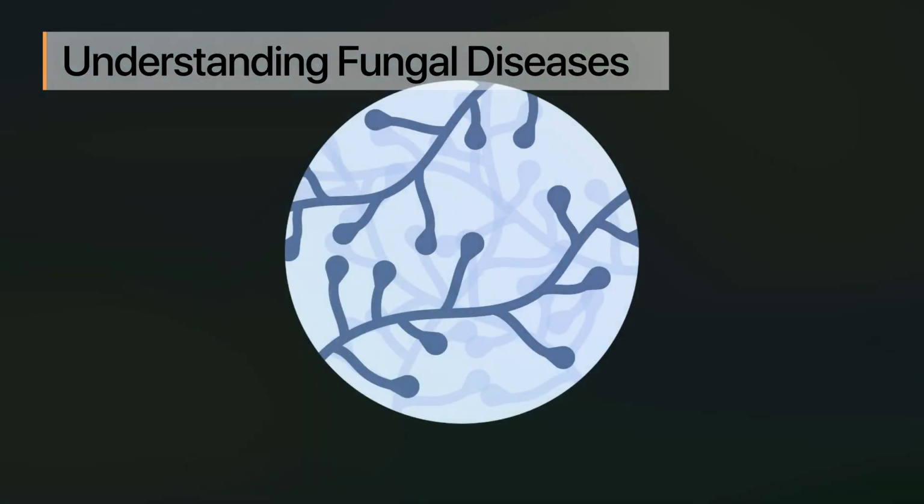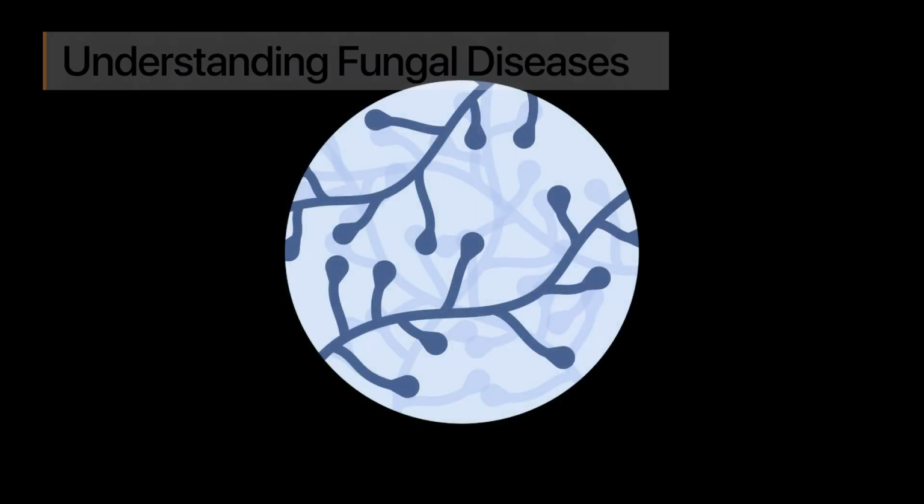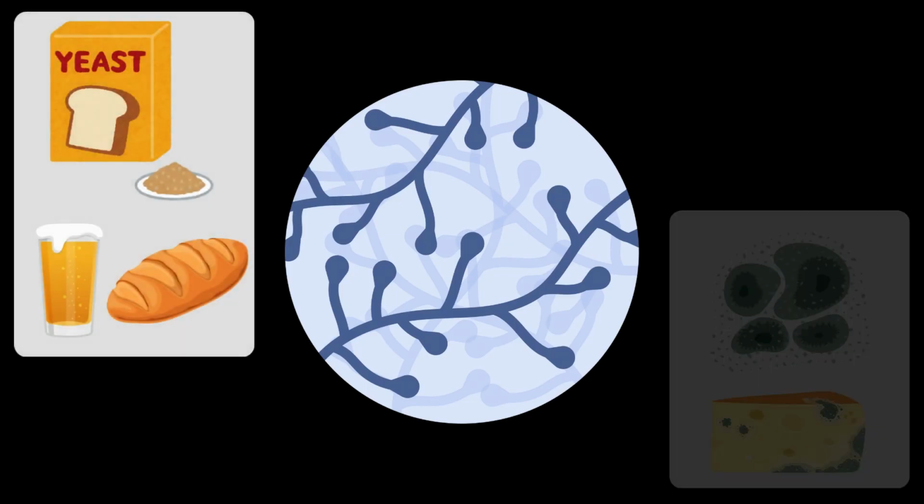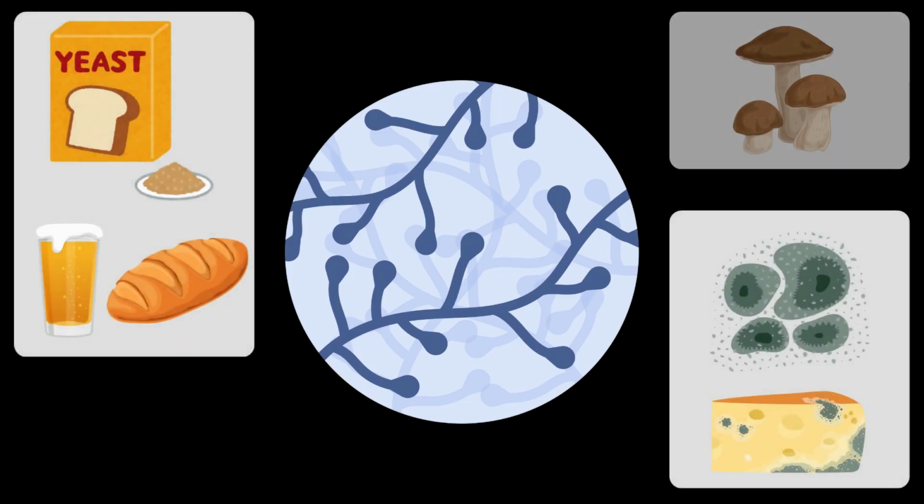Fungi are incredibly diverse organisms that can be found almost everywhere on Earth. Fungi range from the yeasts we use in baking and brewing, to the molds that rot our food, and the mushrooms we find in forests. While many fungi are beneficial, some can cause harmful infections in both humans and plants. Today, we will focus on fungal infections in plants, specifically the Chalara Ash Dieback.